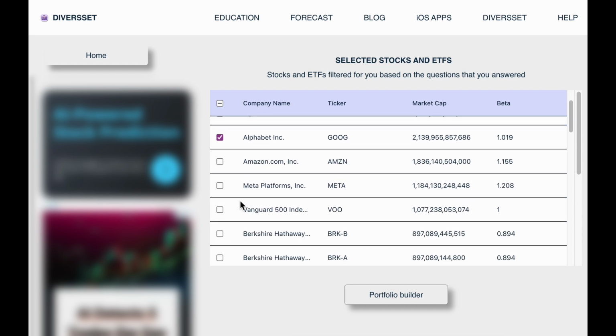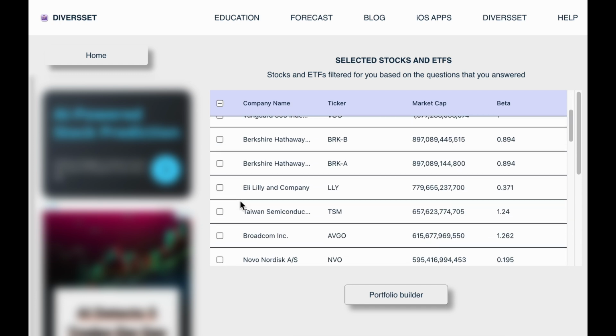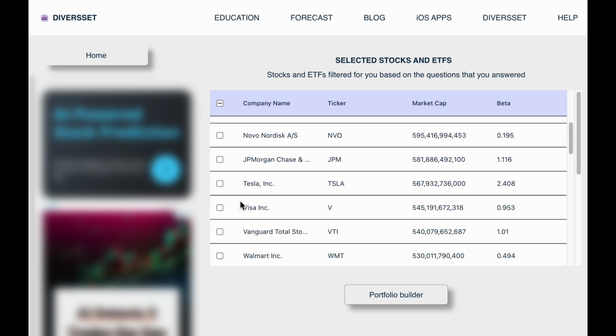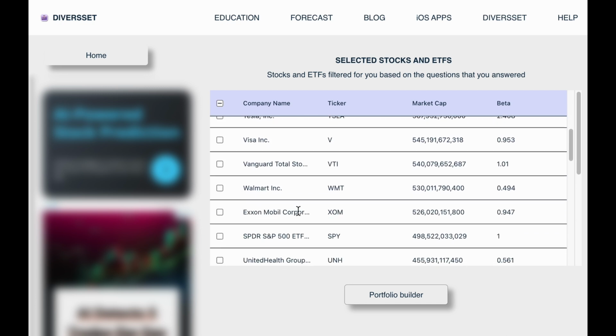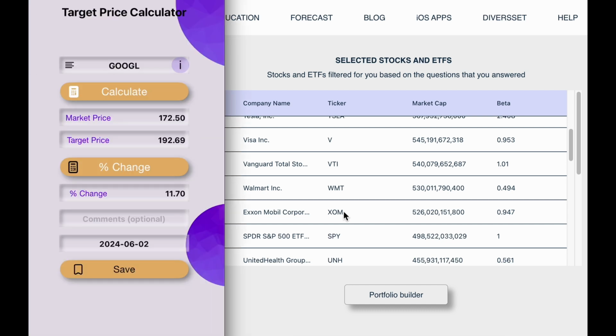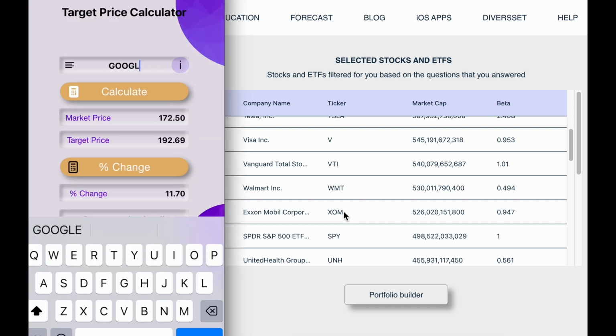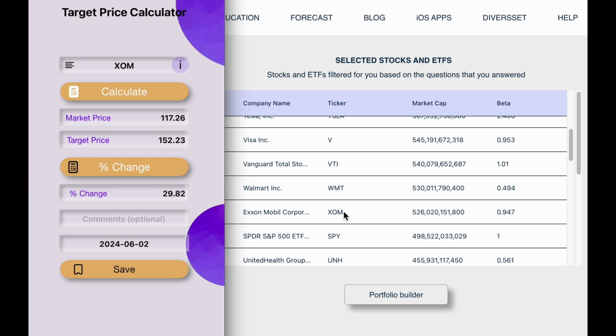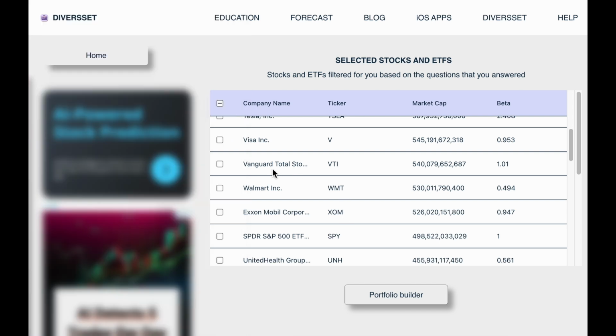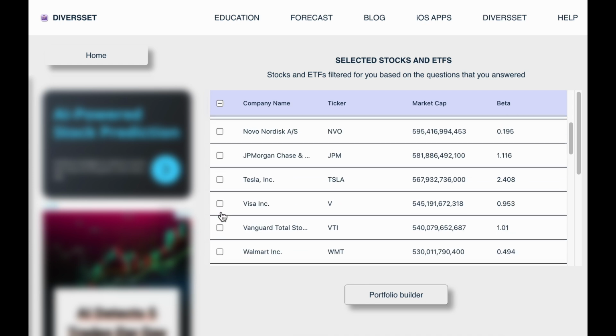Let's choose another stock as well. From this list, I have prepared a little bit and found stocks with great growth potential. For example, XOM. I open my iOS application stock target price, input XOM and then press calculate. And as you can see, the stock has 29% growth potential. And your goal is to choose 10 stocks with great growth potential.